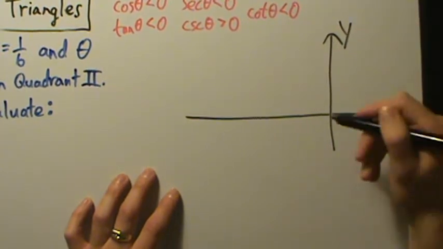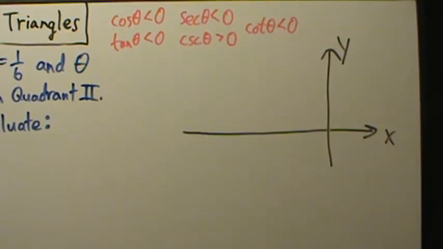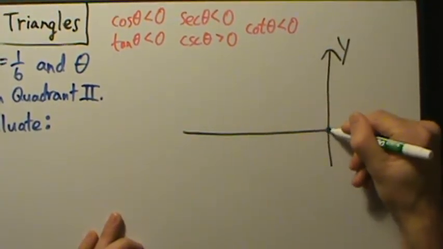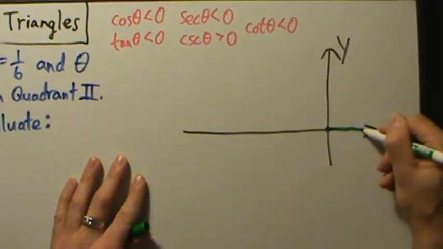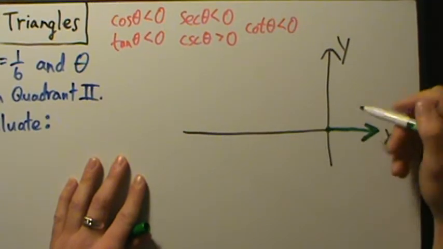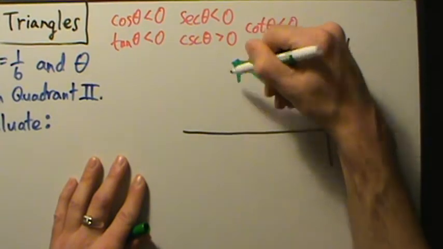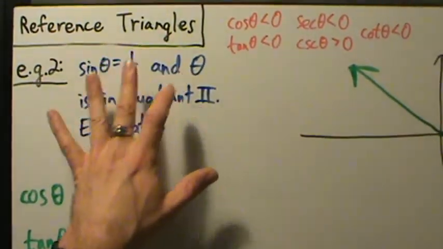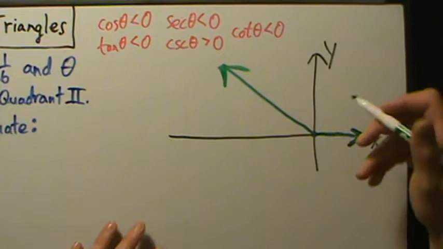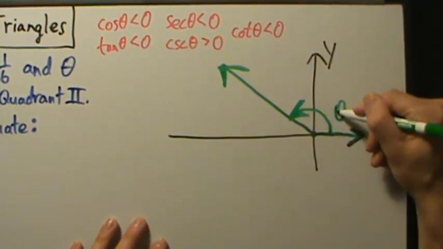X-axis, Y-axis. So quadrant 2, remember quadrant 1, 2, 3, 4. Okay, so let's draw our angle theta. Remember, we're talking about angles in standard position here, so the vertex is at the origin, and the initial side is on the positive x-axis, but we don't care about the initial side. We just care about the terminal side. By the way, when we say theta is in quadrant 2, what that really means is the terminal side of theta is in quadrant 2. This is just a short way of saying that. So here's our angle theta, and notice the terminal side is in quadrant 2. That's all that means.